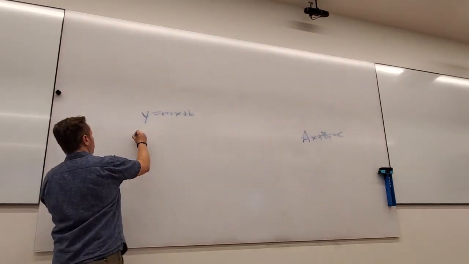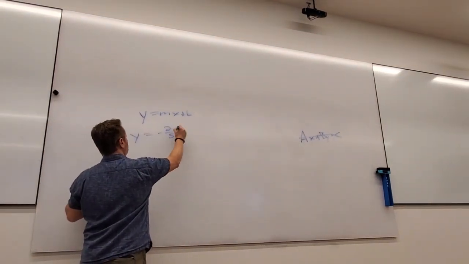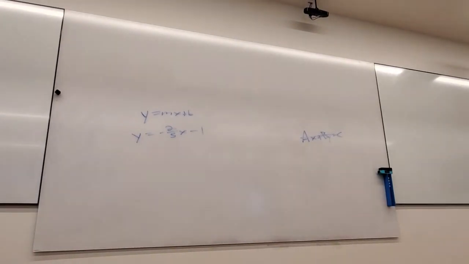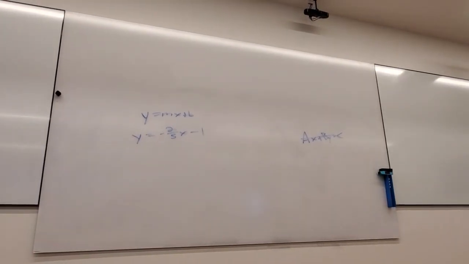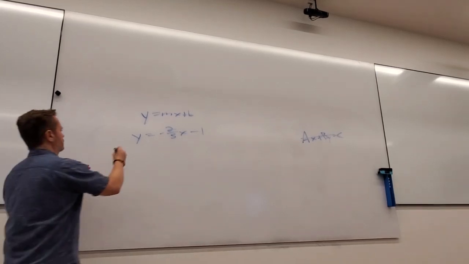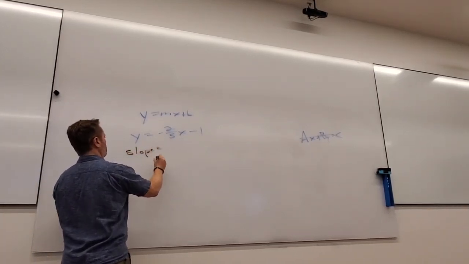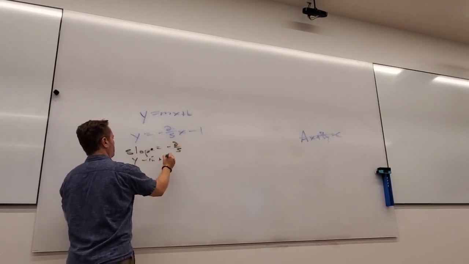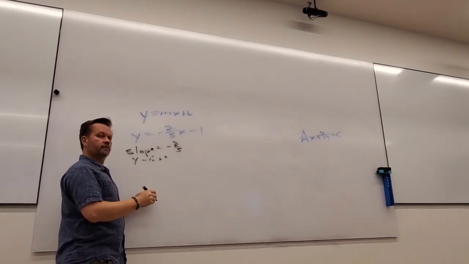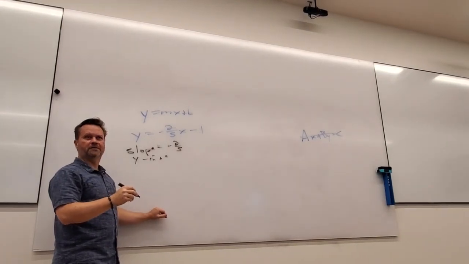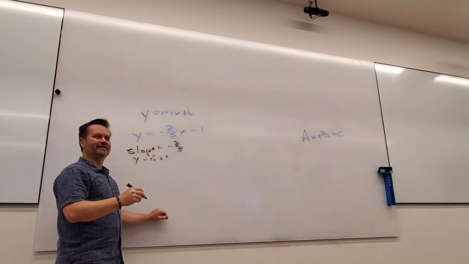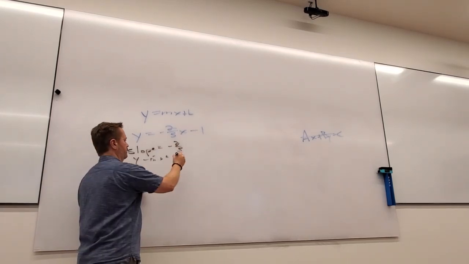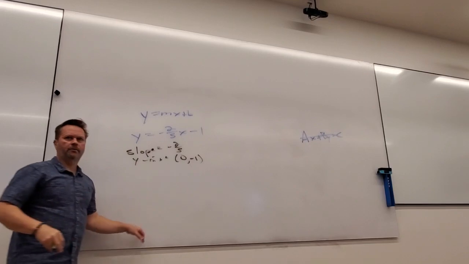So real quick, if I have this equation, what's the slope? -2/5. What's the Y-intercept? Almost. I'll tell you this much: -1 is part of the answer. (0, -1). Yeah.